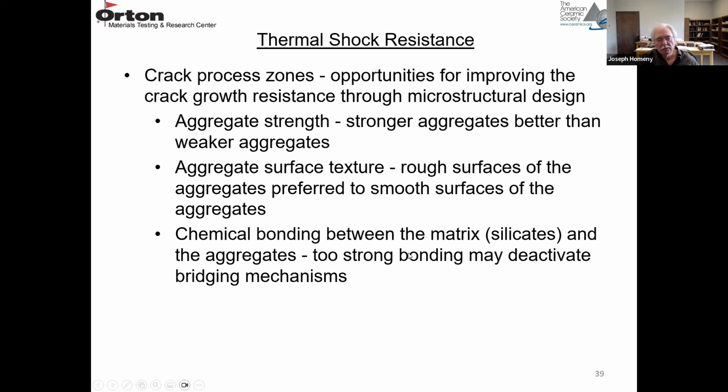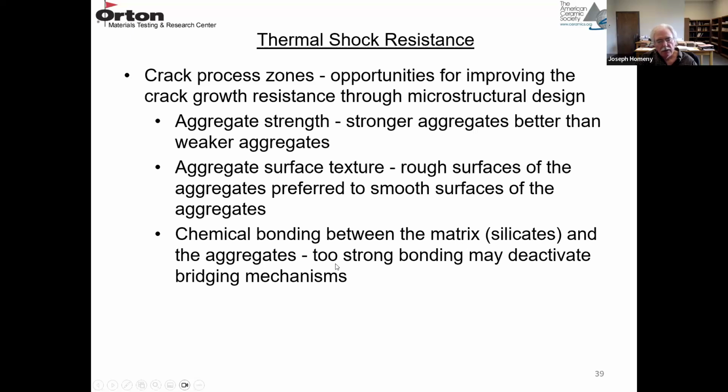Metal fibers are added in castable type refractories to improve the thermal shock resistance. The aggregate strength: the aggregates have to be stronger than the matrix. The aggregate surface texture: a rough surface is better than a smooth surface. And chemical bonding between the matrix and the aggregates.